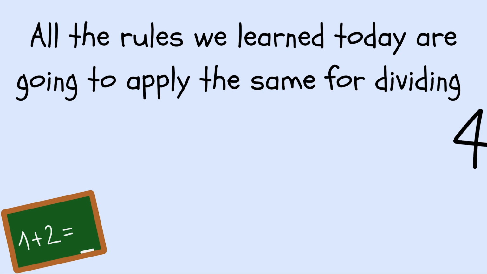And now you might be wondering if this goes the same for dividing. All the rules we learned today are going to apply the same for dividing. For example, 6 divided by 2 is going to equal 3, meaning that a positive number divided by a positive number will give you a positive number.